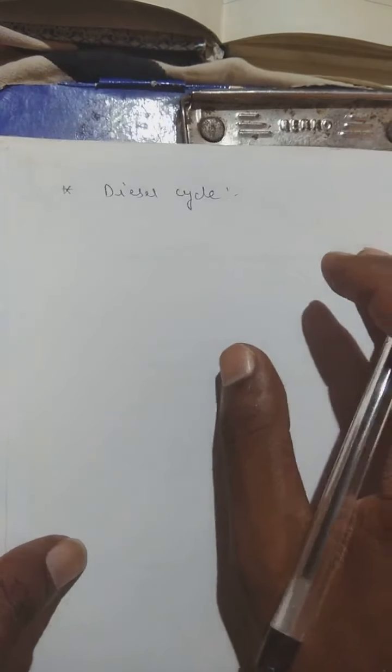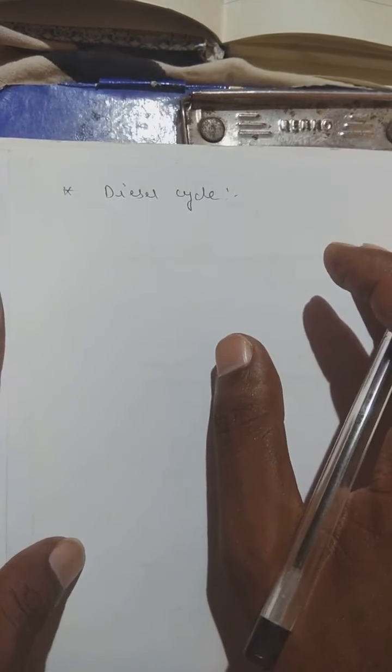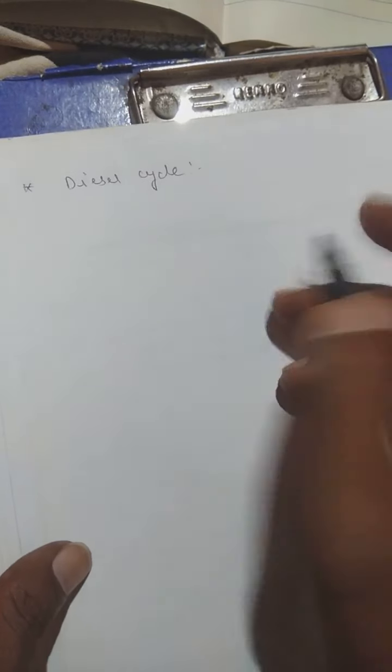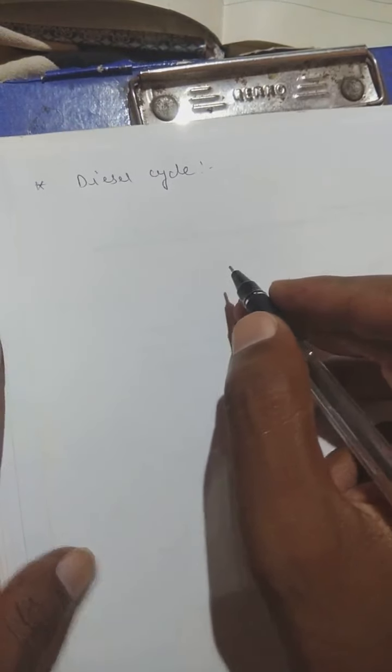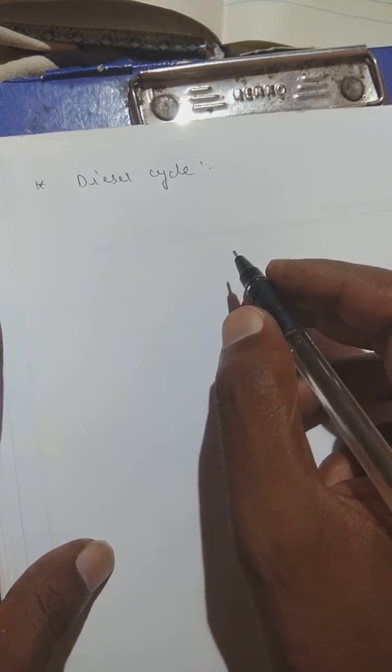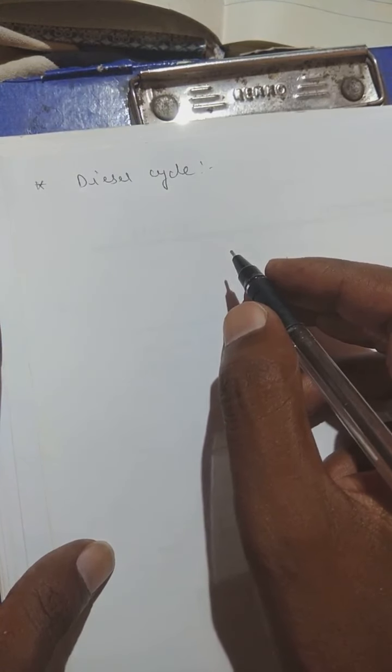So in the previous class we have discussed the Carnot cycle and Otto cycle. Now today we shall discuss the diesel cycle. That is, what is the work done of the diesel cycle, what is the thermal efficiency, and what is the mean effective pressure. We will derive the equations for this work done, thermal efficiency and mean effective pressure.